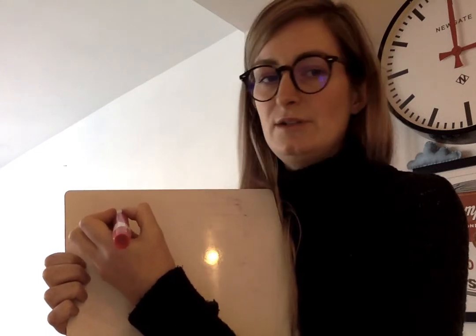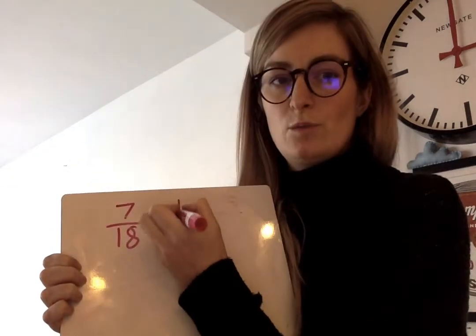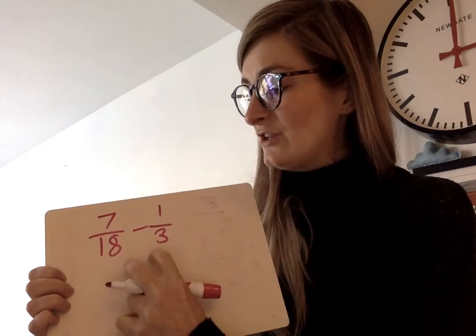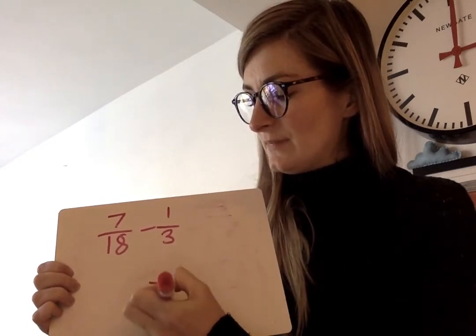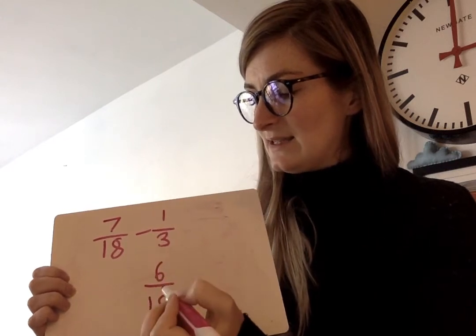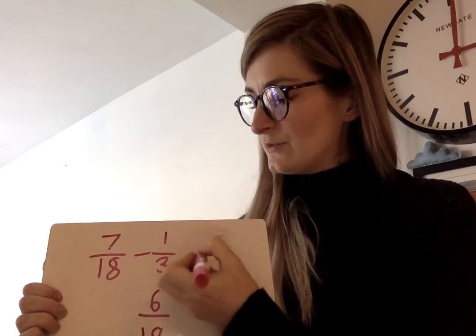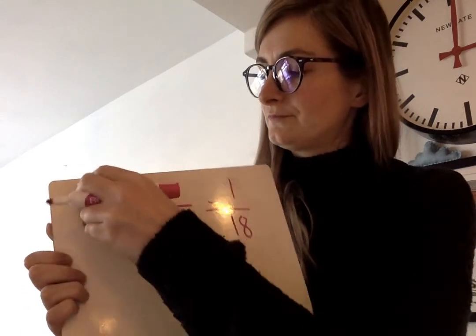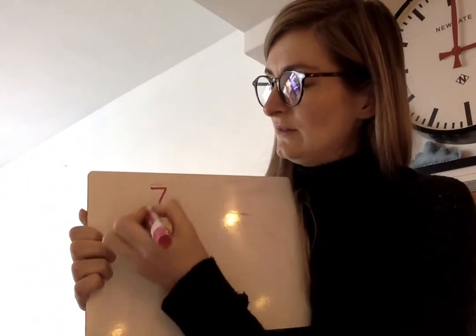Which one did I just do? 7/18 subtract 1/3. I'm going to turn my 1/3 into 18ths. I know the relationship between these, that 1/3 is the same as 6/18 because I know that 1/3 of 18 is 6. 7 subtract 6 equals 1/18. I hope you can see it as I'm writing. I'm not doing much checking on the board.